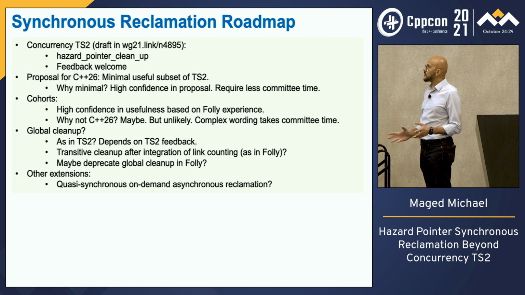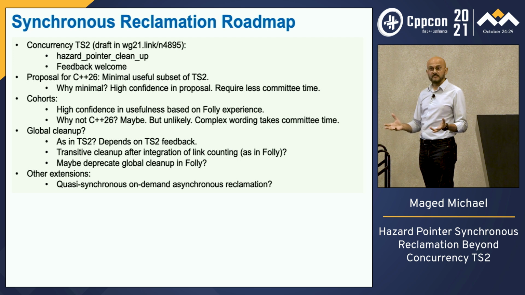The plan for the hazard pointer proposal in C++26 is to be a minimal useful subset of what's in TS2. Why minimal? Because we only want the stuff that we have high confidence in its usefulness, and that will survive the test of time. And also, the committee's time is very limited, so by having a proper subset of the TS, things that have already been vetted through this whole process would require less of the committee's time.